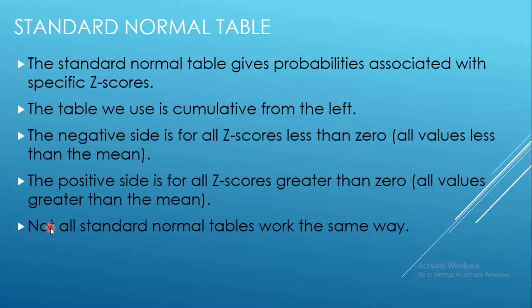Let's see how to use the standard normal table to find the probability of a standard normal distribution. The standard normal table gives probabilities associated with specific z-scores. The table we use is cumulative from the left. The negative side is for all z-scores less than 0, and the positive side is for all z-scores greater than 0. But not all standard normal tables work the same way.